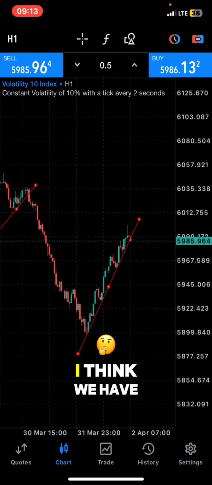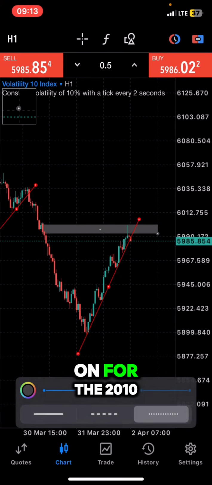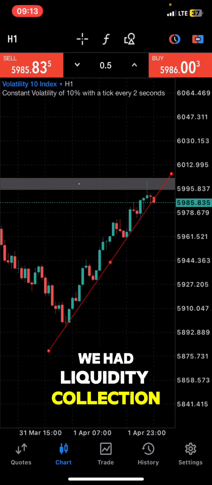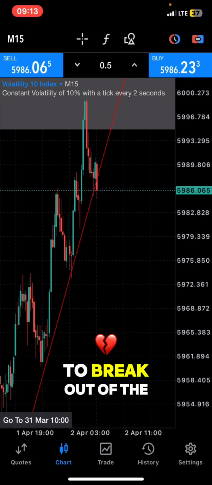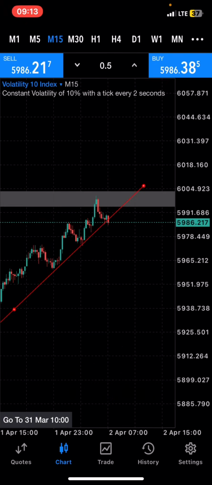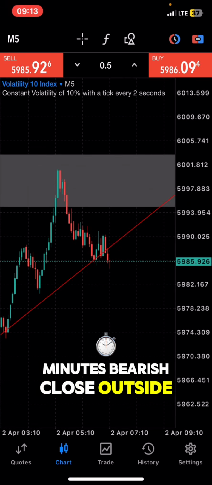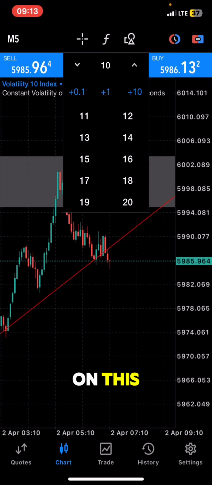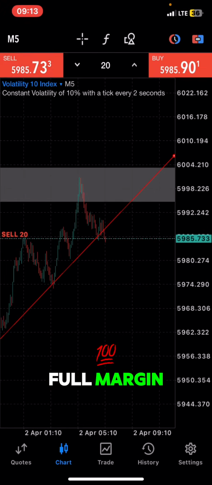Okay, I think we have our next trade here on Volatility 10. As you guys can see, we had this order block right over there. We had liquidity collection going high. This trend line over here. So it's now starting to break out of the trend line, as you guys can see. We have a 5-minute bearish close outside. So we're actually going to be going full margin on this. Have some 20 lots over there. Full margin.